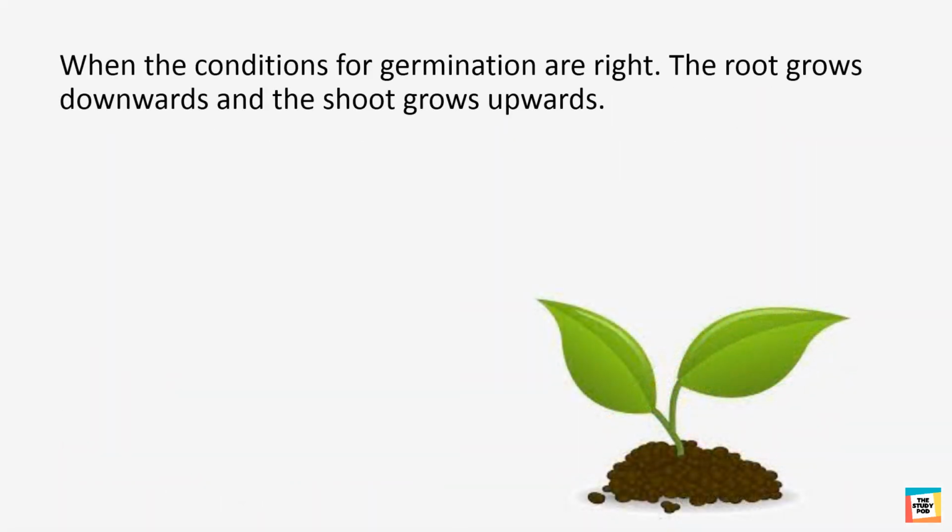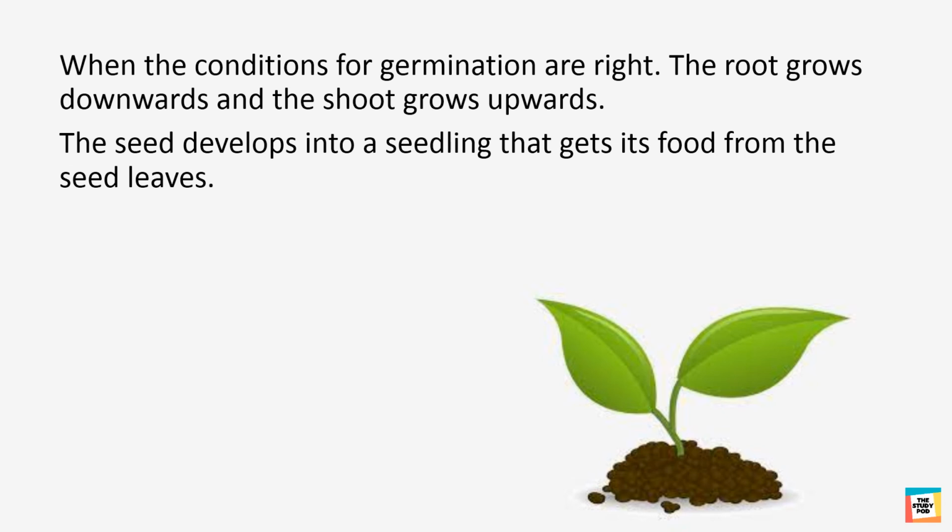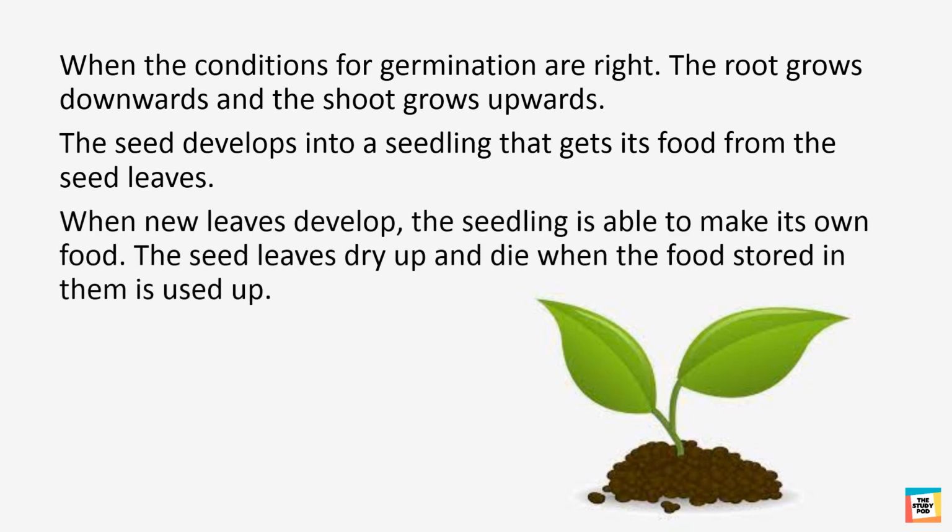When the conditions for germination are right, the root grows downwards and the shoot grows upwards. The seed develops into a seedling that gets its food from the seed leaves. When new leaves develop, the seedling is able to make its own food. The seed leaves dry up and die when the food stored in them is used up.